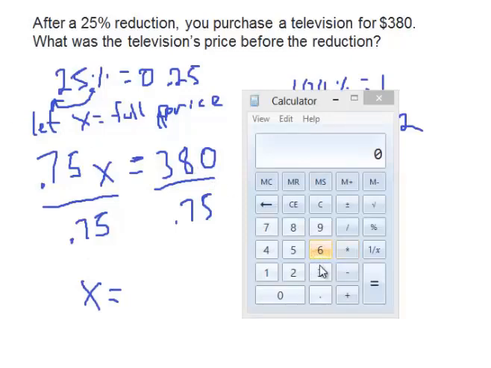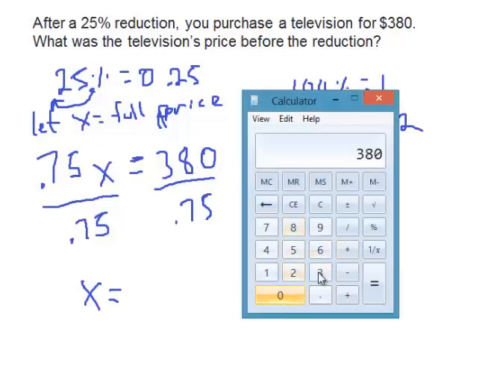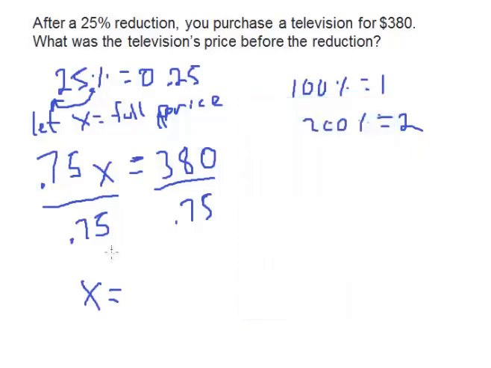All right, so what do we got? We got 380 divided by 0.75, and we have $506.67. It rounds off. You can round off to the nearest hundredth. So our answer would be $506.67. Maybe a little bit of an odd regular price, but if that's what the question says, then that's what the question says. And that would be our answer.